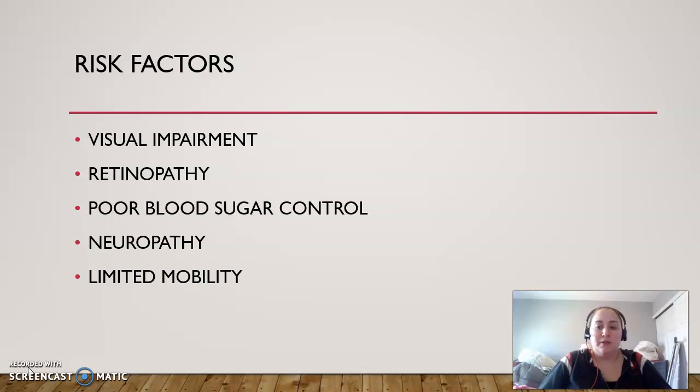So, risk factors for developing a diabetic foot ulcer include visual impairment. If patients have trouble seeing, they may not know that they have an area on their foot that is red, swollen, or a cut; they just can't see it. Patients with retinopathy, which is a disorder that some diabetic patients may develop due to poor blood sugar control, can also have visual impairment. Poor blood sugar control will also put you at more risk for developing these ulcers. Neuropathy, which is a decrease in sensation, especially in the feet, and limited mobility.